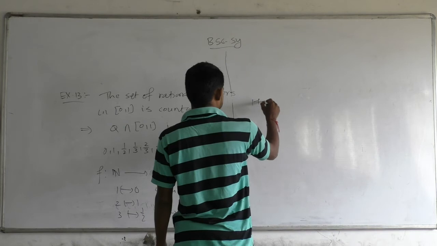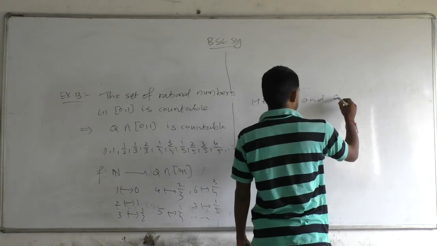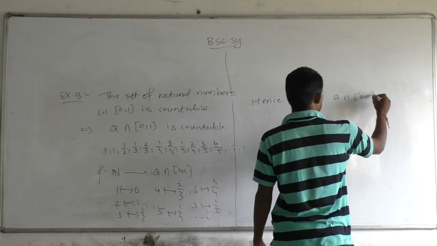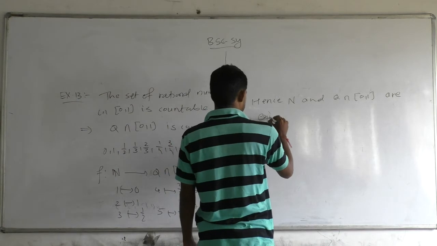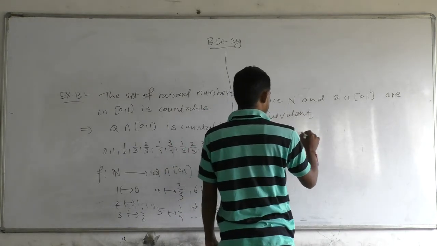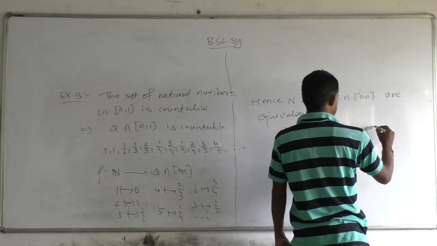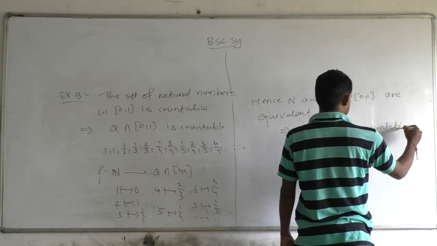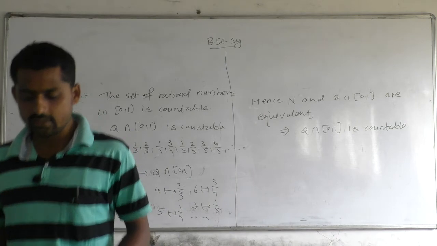Hence, N and the rational numbers in [0, 1] are equivalent. This implies that Q intersection [0, 1] is countable. Hence, we can say that Q intersection [0, 1] is countable.